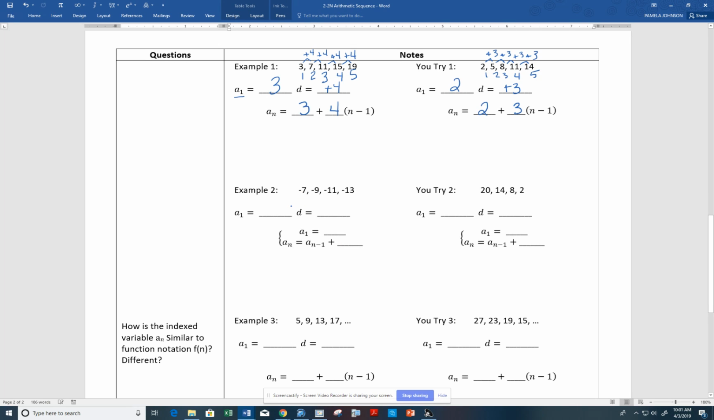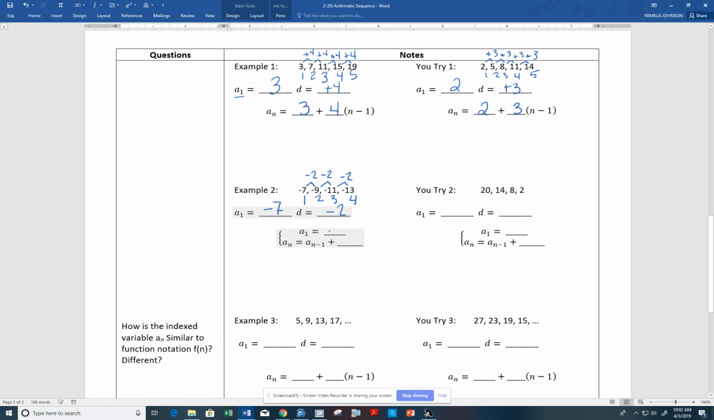If we look at example 2, we're writing it in recursive form. Okay. Again, we still need to identify our first term and our common difference. So our first term, 1, 2, 3, 4. We've got 4 terms here. Our first term is -7. To find our common difference, from -7 to -9, we added -2. -9 to -11, we added a -2. -11 to -13, we added a -2. So our common difference is -2.